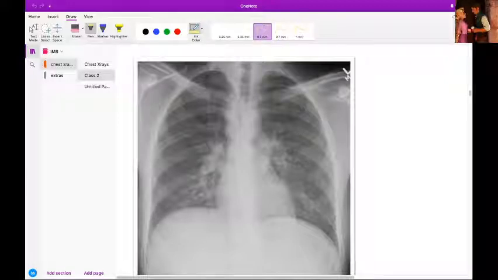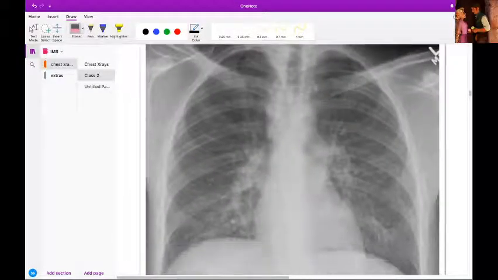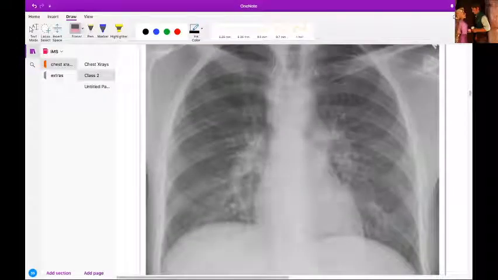But what you will see is, well, I hope it doesn't crash. What we'll basically see is diffuse reticular opacities, like over here, you can see. So how do you differentiate reticular opacities from the normal lung markings?